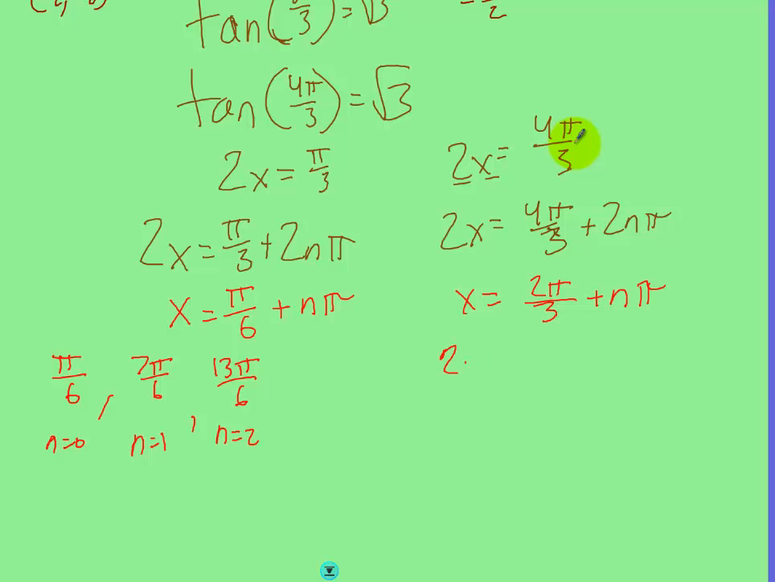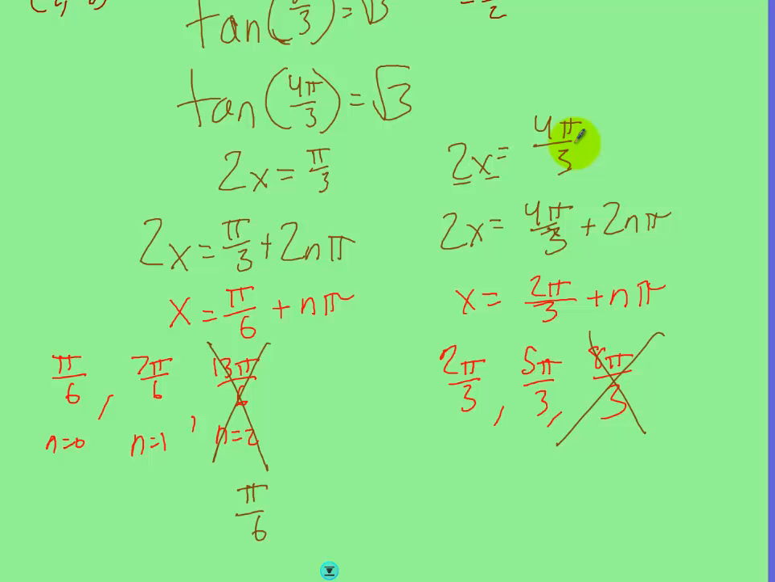So the first one's going to be 2 pi over 3, again, n equals 0. And then add another pi to that, that's going to be 5 pi over 3. And then another pi to that, that's going to be 8 pi over 3. Now, the domain is 0 to 2 pi, so no, too big, no, too big. So our only answers are those.